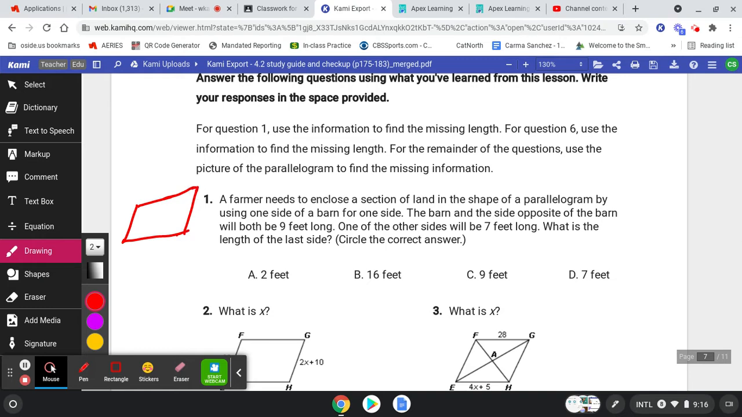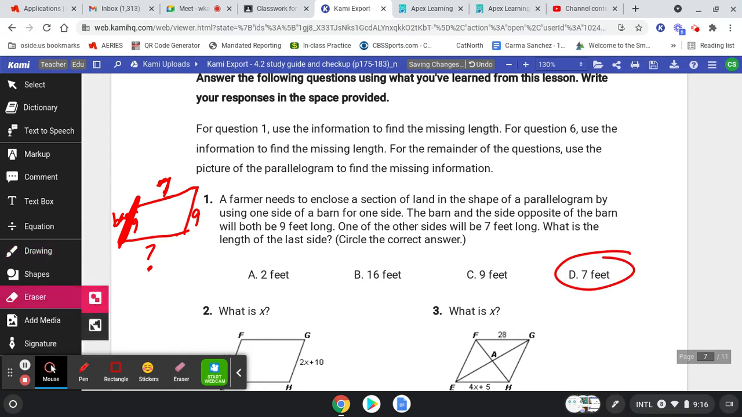Okay, using one side of the barn for a side. So let's say over here is the barn. This is the side of the barn. And then the opposite side, those both are 9 feet long. Remember that opposite sides of a parallelogram are equal. One of the other sides is 7. So then what is the final side length going to be? Do you see that it's just going to be 7?